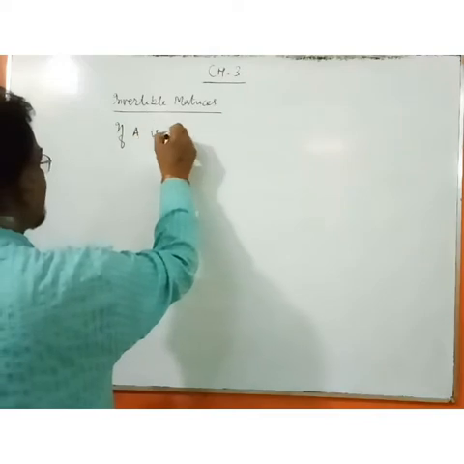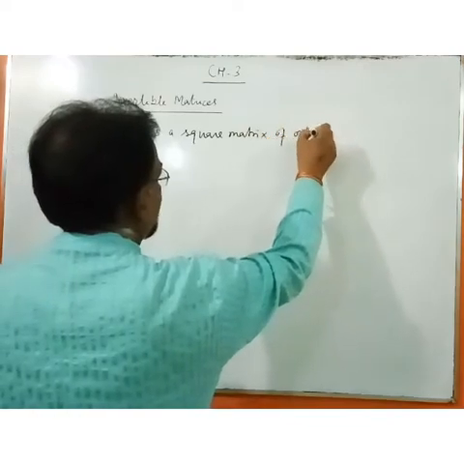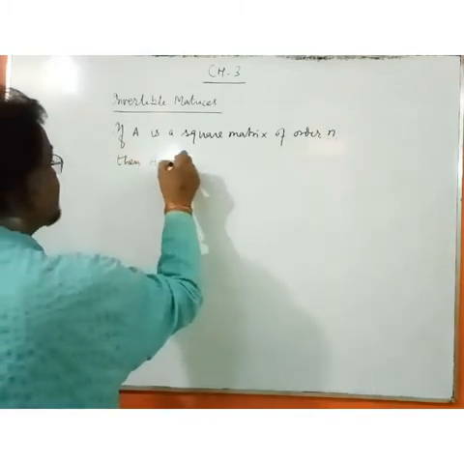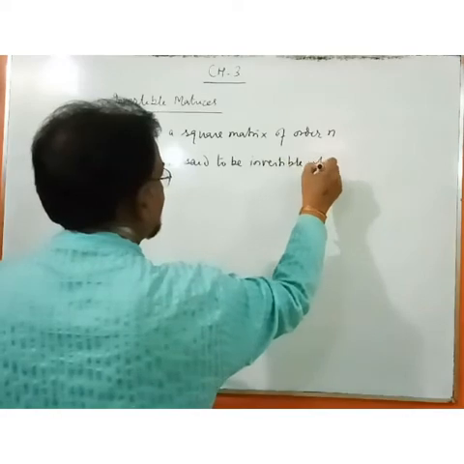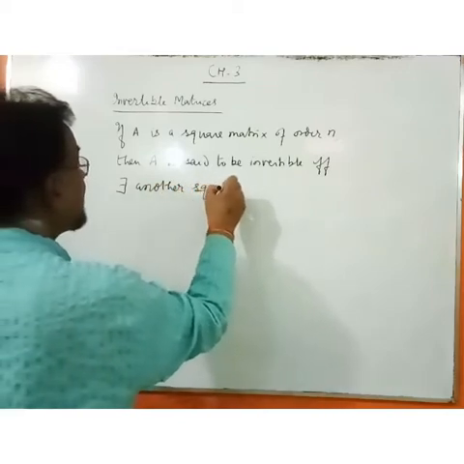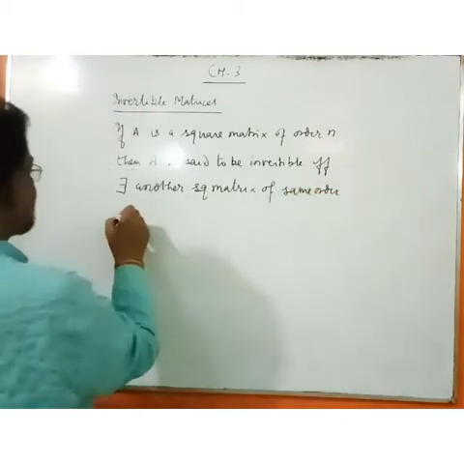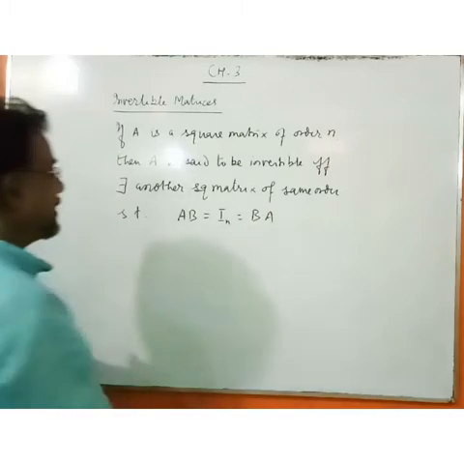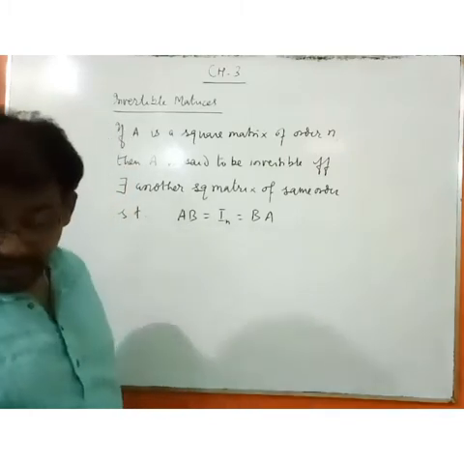If A is a square matrix of order n, then A is said to be invertible if and only if there exists another square matrix B of the same order such that A into B is equal to In is equal to B into A. मतलब product of the two matrix should be the identity matrix of order n.